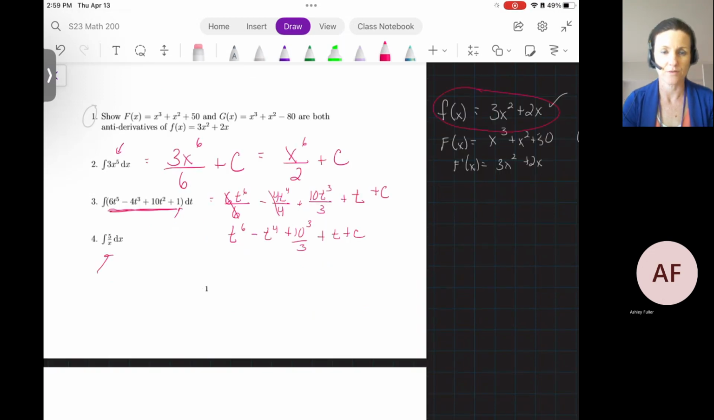Here, this fits our third rule, and we know that the integral of 5 over x is ln of x, and that 5 remains out front, plus c.